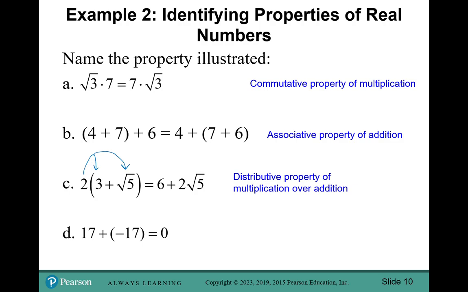7 plus negative 17 equals 0. This is once again a property of addition. It is the inverse property of addition. Be sure to familiarize yourself with all properties of real numbers that we have gone over and be able to identify them and how they work. Also, be able to use them, especially, once again, the distributive property.